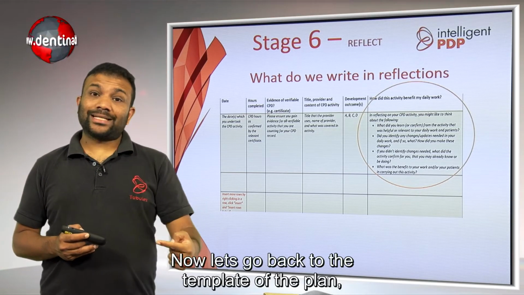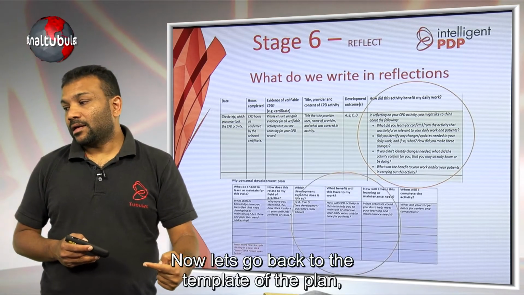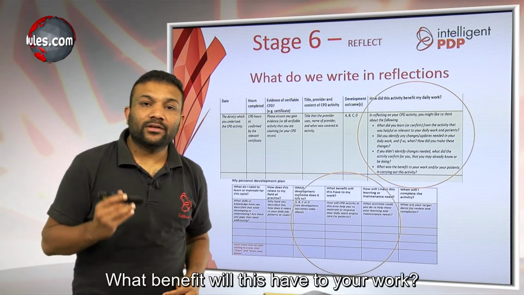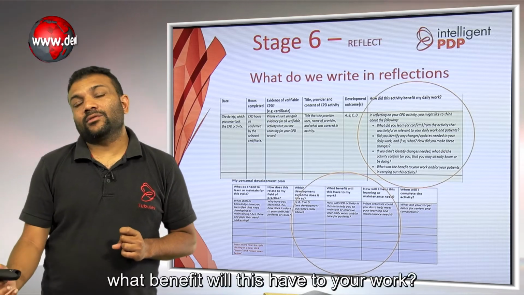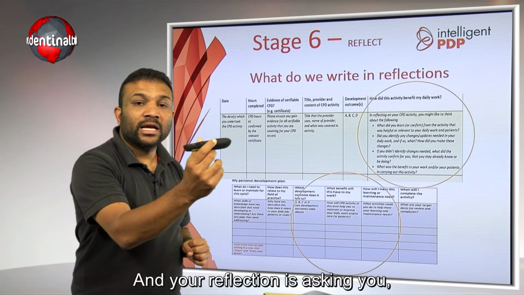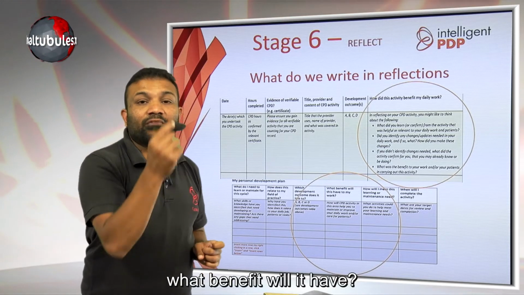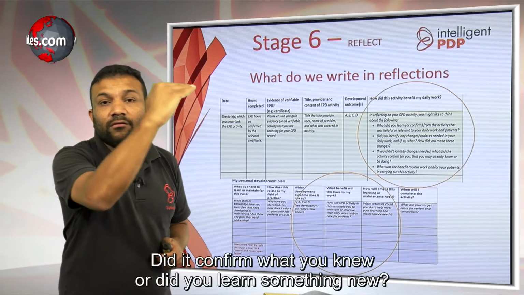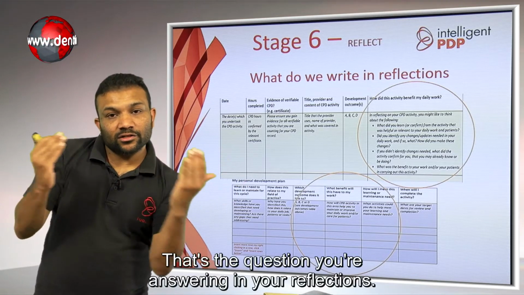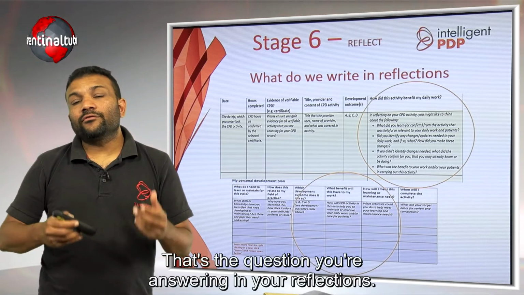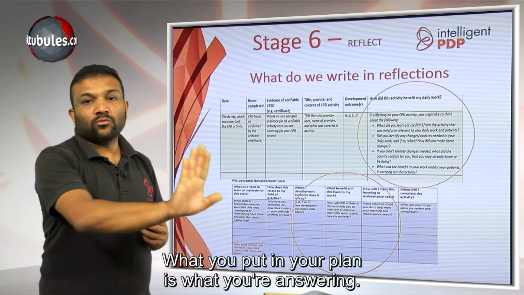Now let's go back to their template of the plan. And the plan has the same question. What benefit will this have to your work? So in your plan, you said, what benefit will this have to your work? In your reflection, it's asking you, what benefit will it have? Because did it meet your objectives? Did it confirm what you knew, or did you learn something new? That's the question you're answering in your reflections. What you put in your plan is what you're answering.